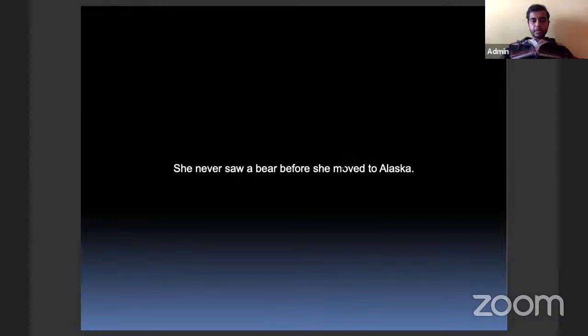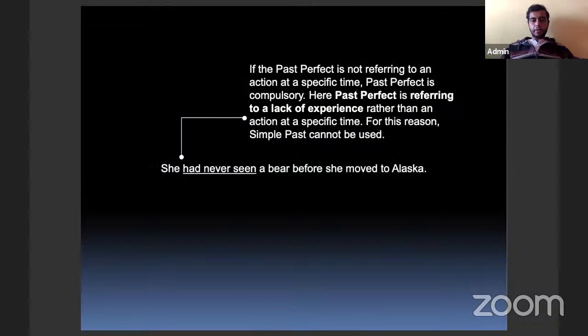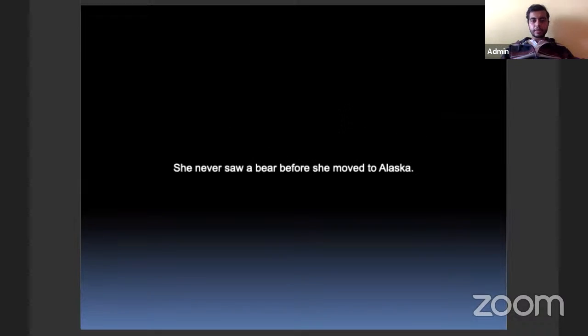She never saw a bear before she moved to Alaska. Okay. Remember this, very important. When is past perfect compulsory? Past perfect is compulsory when it is not referring to an action at a specific time. Here, in this case, past perfect refers to her lack of experience, which does not refer to an action at a specific time.